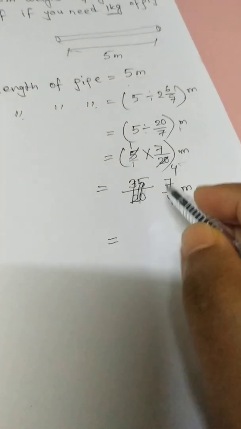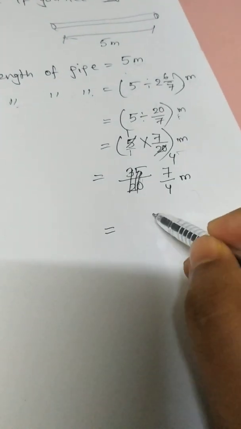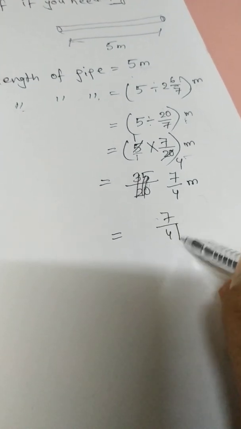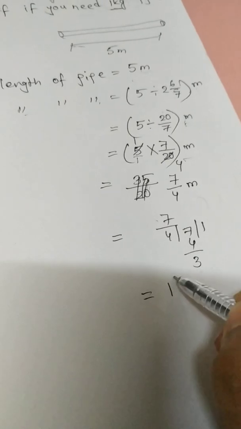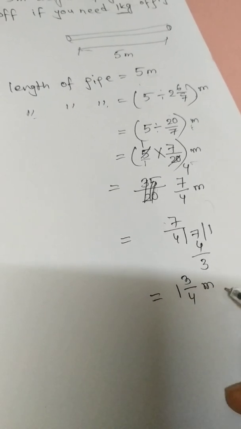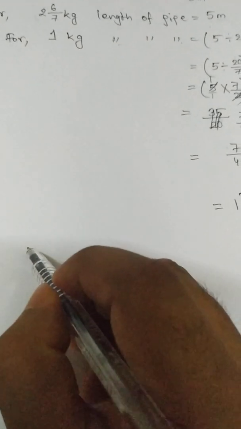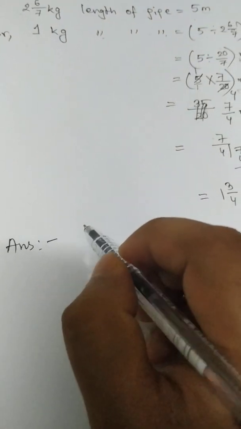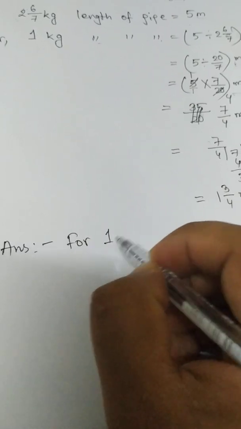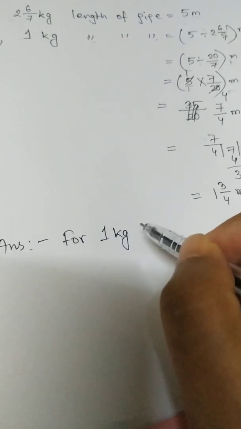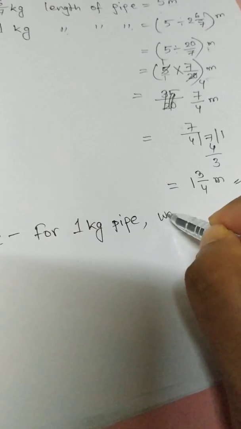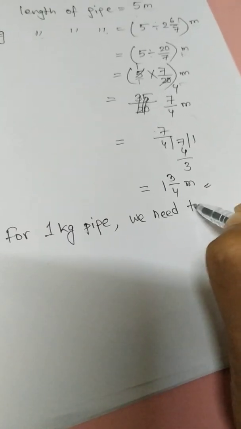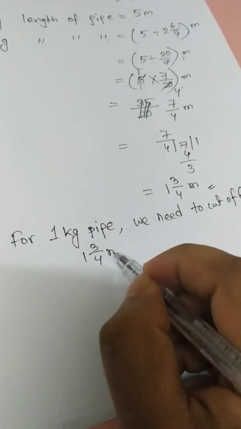Now 7 by 4 meter, we can convert this into a mixed fraction. So what do we get? 4 ones are 4, 7 minus 4 is 3, so it equals 1 3 by 4 meter, right? Now in the answer part we can write: for 1 kg of pipe, we need to cut off 1 3 by 4 meter.